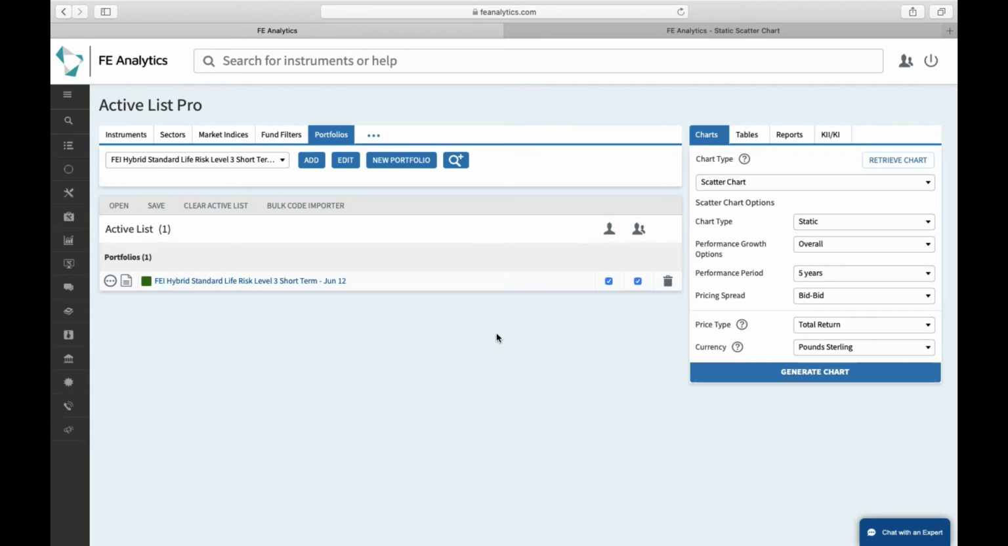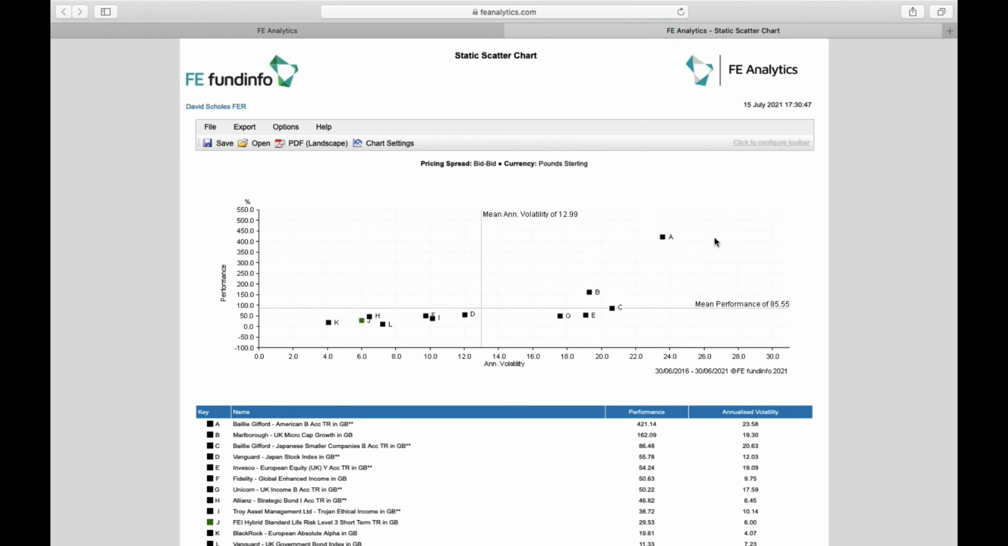So coming back to this main screen, I've grabbed my FE model portfolio. This would work on pretty much any portfolio. I've selected the 2 tick boxes to the right-hand side, so I want to look at the overall model, but also equally all the underlying holdings. And I want to create a 5-year scatter chart. And what I'll get is something a little like this, where I've got my green dot that shows where my overall portfolio sits, and the black dots are showing where all of the underlying funds of my portfolio sit.